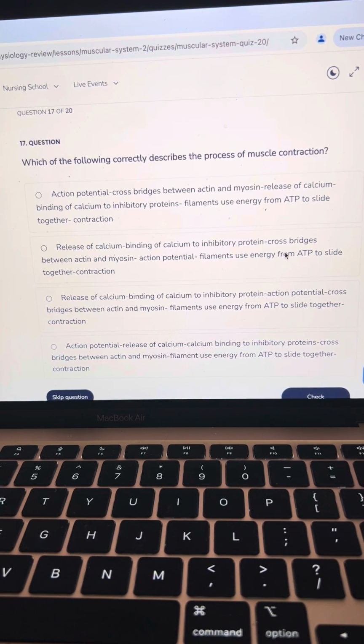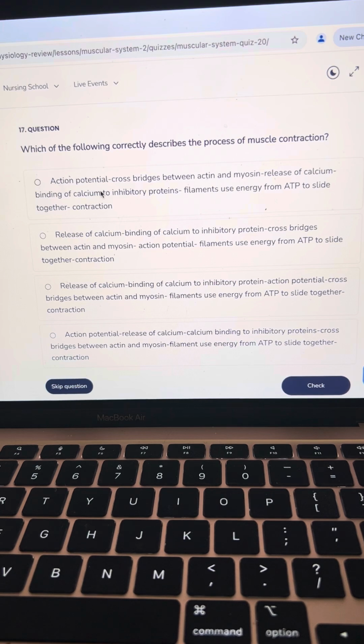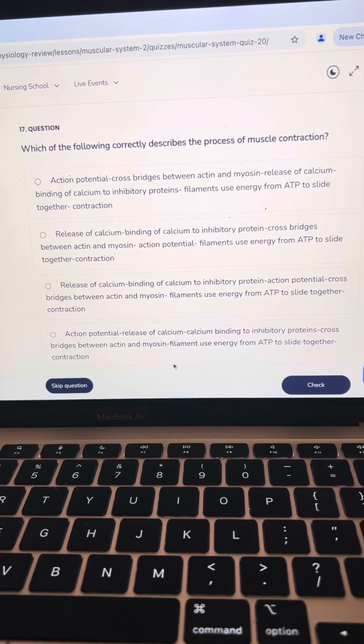Which of the following correctly describes the process of muscle contraction? Is it action? I just talked about action potential. It always starts with action potential, okay, guys? I gotta let you know that, all right? And then you gotta read through this. Cross bridges between actin and myosin, release of calcium, binding of calcium, right? Read these, okay? I'm gonna give you a minute to read them or pause, right?